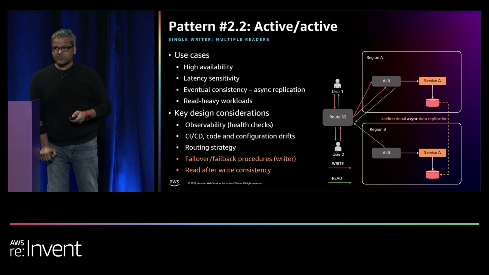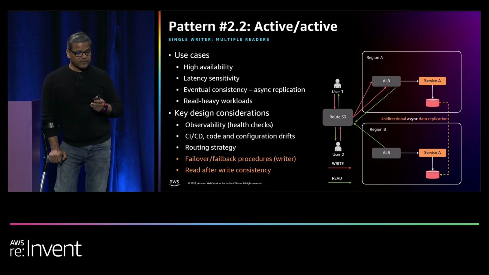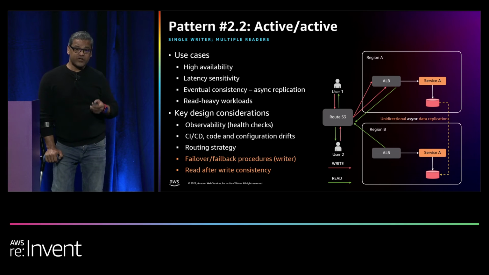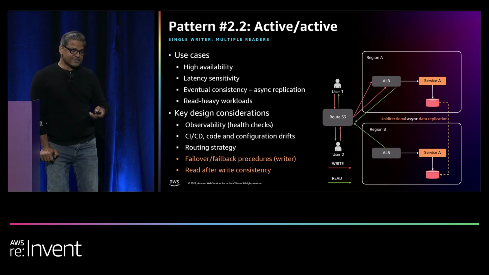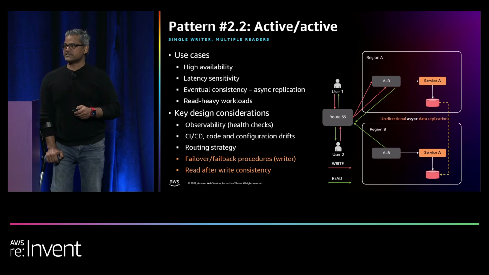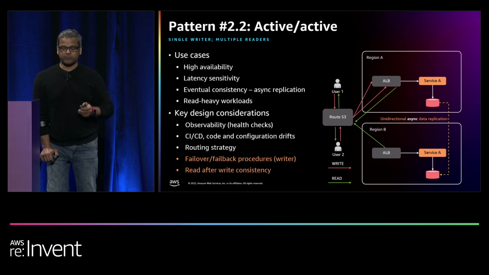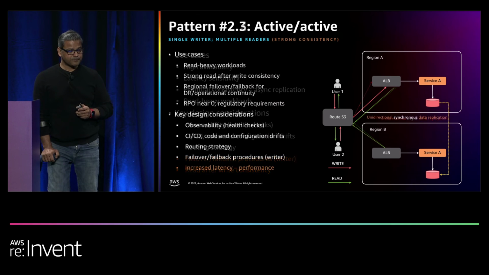The key design consideration, similar to active-passive, is that you have to think about some failure modes here. What happens if there's an impairment on the writer, because you have a single writer? How do you recover and fail over from a writer failure? And as I said, what kind of read-after-write consistency are you looking for? That's going to be another design consideration before you consider this pattern.